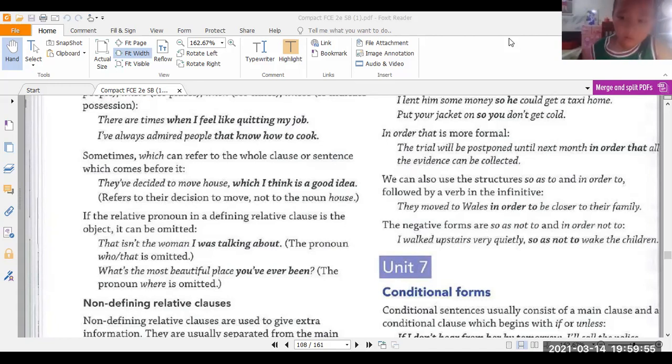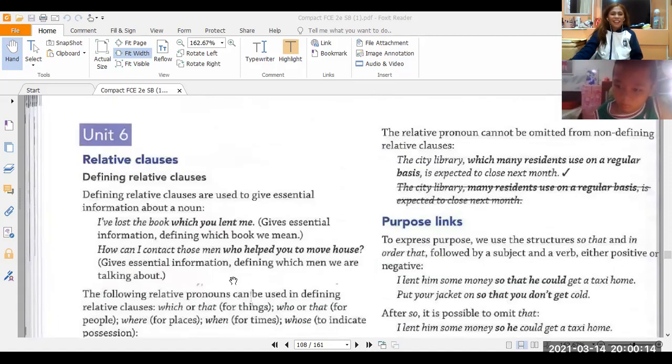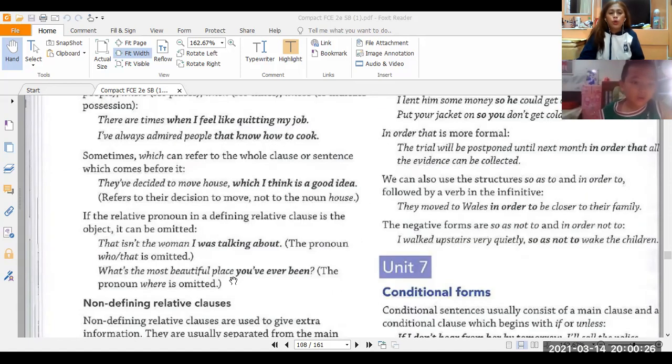Okay, Kyo. Okay, teacher is here. So the last time, teacher was talking about relative pronouns. As a short review, teacher has relative clauses: which, who, that. Remember that? Okay, so for now, teacher will show you the 2 kinds of relative clauses.